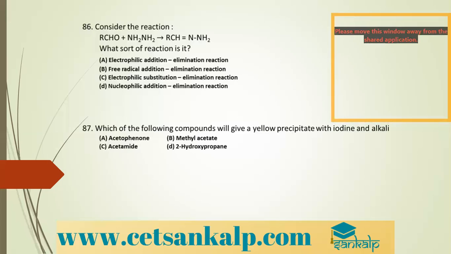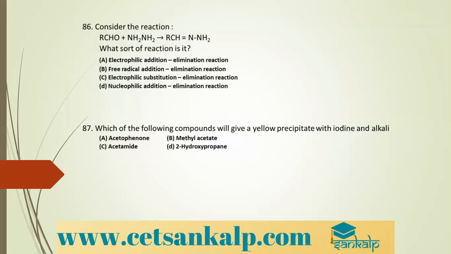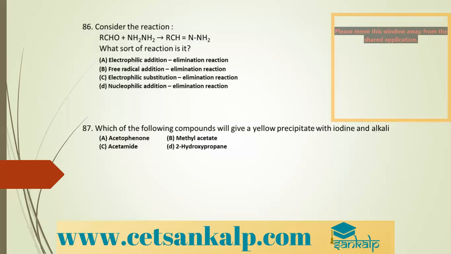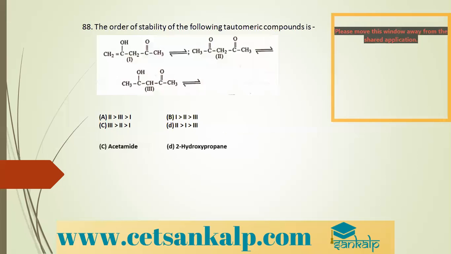So, it is iodoform reaction. A and D, both options are correct. Both give yellow precipitate of that too. Why is yellow precipitate formed? Because of formation of iodoform, that is CHI3, with iodine and alkali.